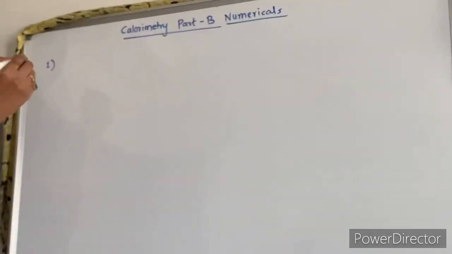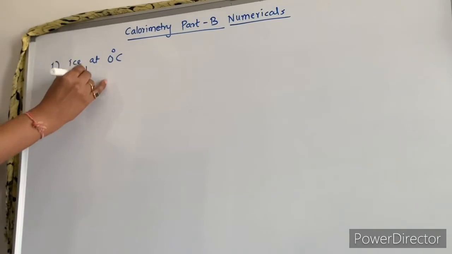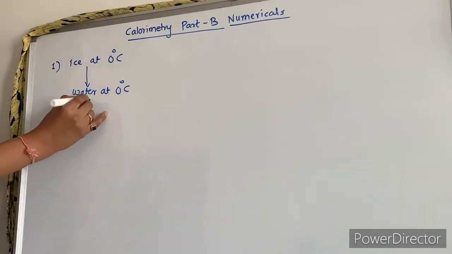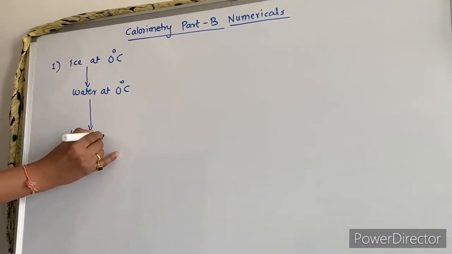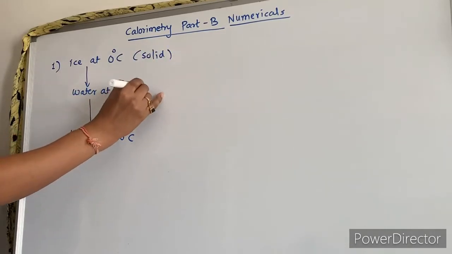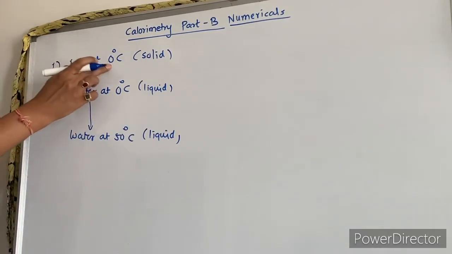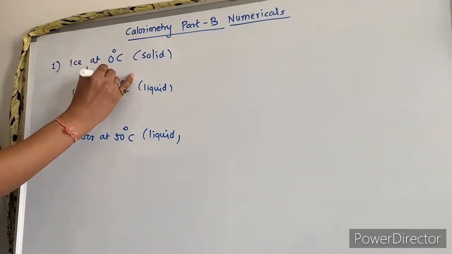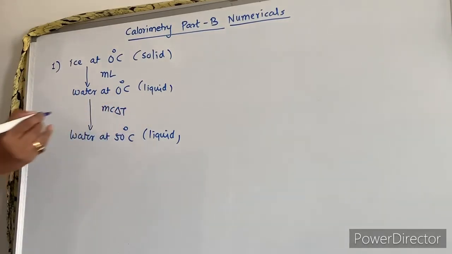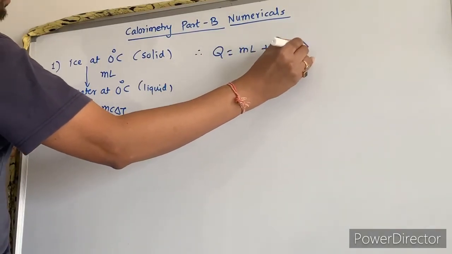You have ice at 0 degrees Celsius converted into water at 0 degrees Celsius, which is further converted into water at 50 degrees Celsius. Now this is your solid state, this is your liquid state, and this is your liquid state. Over here temperature is same but state is different, so there will be a latent heat which is Ml. Over here there is a change in temperature but state is same, so it is Mc delta T.